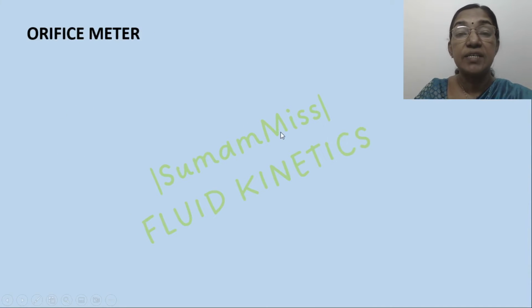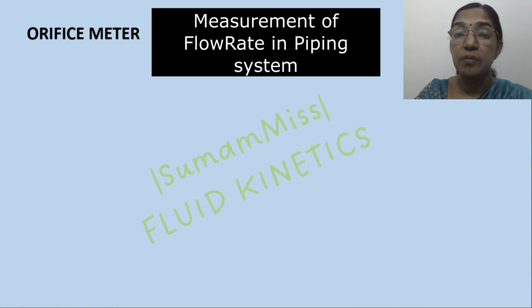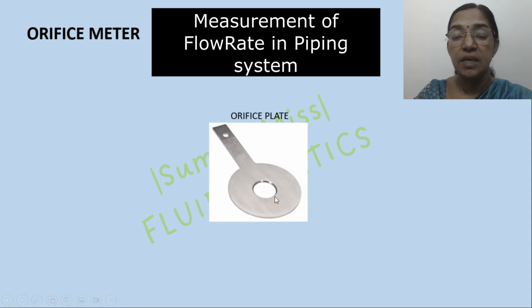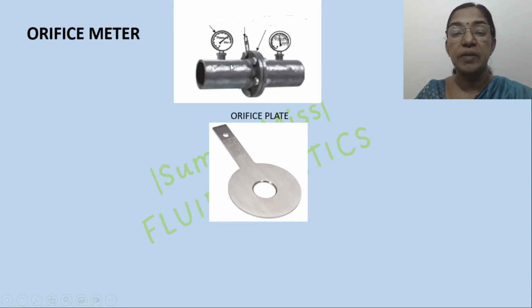Another device which is developed based on the principle of Bernoulli's equation combined with the continuity equation is the Orificemeter. It is also called orifice plate. Compared to Venturimeter, the orifice plate is much cheaper, and it is commonly used. The orifice plate is a circular plate which has a hole at the center. This orifice plate is installed between the pipe segments.